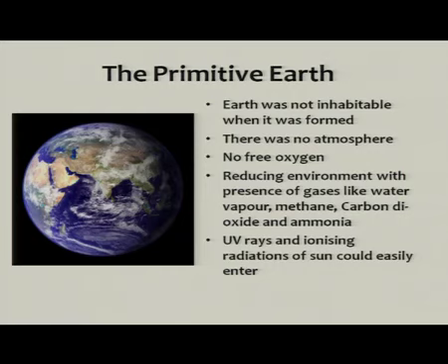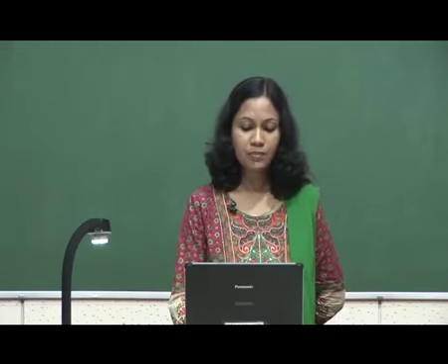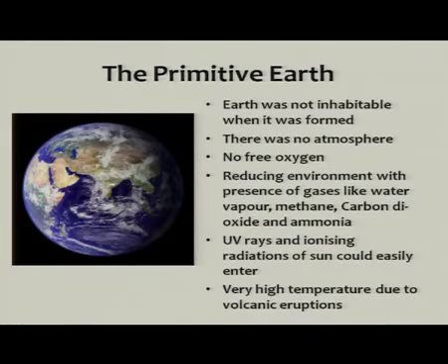Moreover, ultraviolet rays could easily penetrate the surface of the earth. We know that ultraviolet rays are so harmful for us. The ultraviolet rays are the radiations of the sun which can cause skin cancer and can damage aquatic organisms and plants. So, these UV rays could easily enter the earth's surface. Then the temperature was very high and there were volcanic eruptions, lightning, and electrical discharges. All these conditions were very much prevalent on the primitive earth. It is unimaginable for us to think that the earth could sustain any kind of life form at that time.